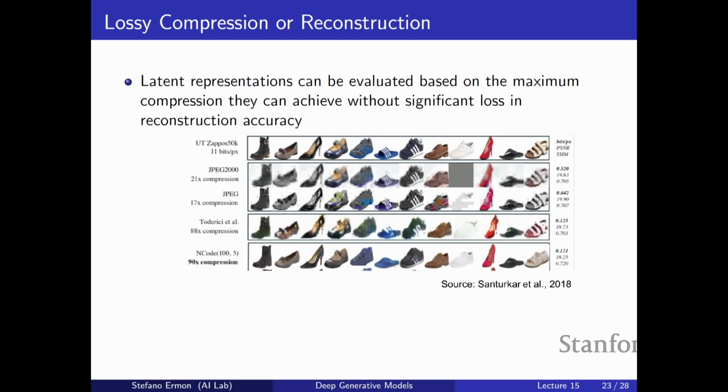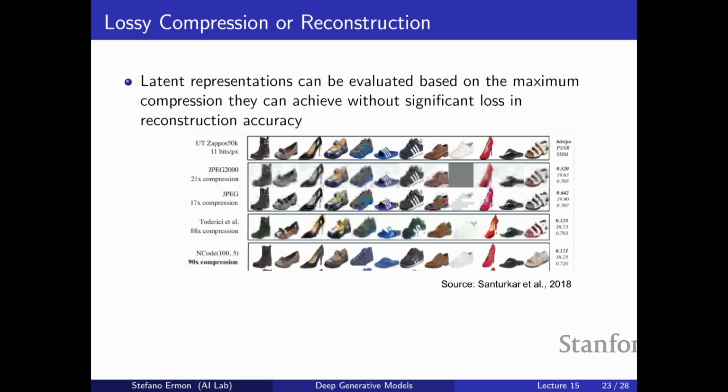Here you see some examples of different representations. You have the original images on the top, and then what you see here is what you get if you map them to the latent space and then try to reconstruct the image from the latent representation. You'd like the reconstructions to be as close as possible to the original data, while reducing the size of the latent space as much as possible.